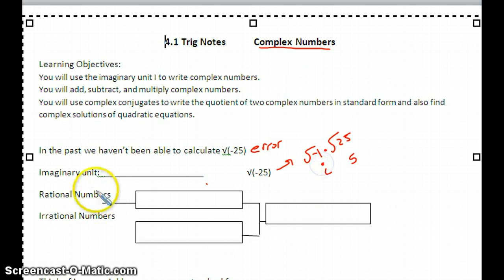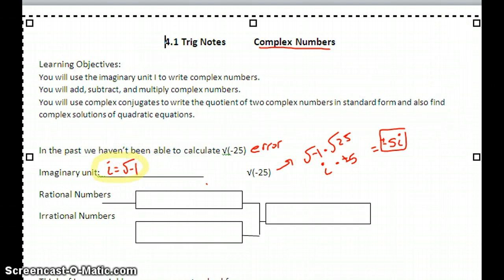So if I say that i is equal to the square root of negative 1, then this answer would be equal to i times 5, which would be 5i. Now technically the square root of 25 would be plus or minus 5, so this answer would be plus or minus 5i. So by introducing an imaginary unit i and saying that i is equal to the square root of negative 1, I can now take the square root of negative numbers. This is going to be an important element for us to know.